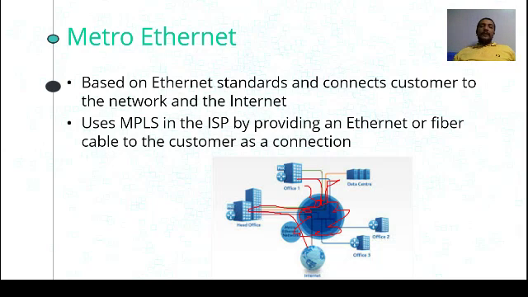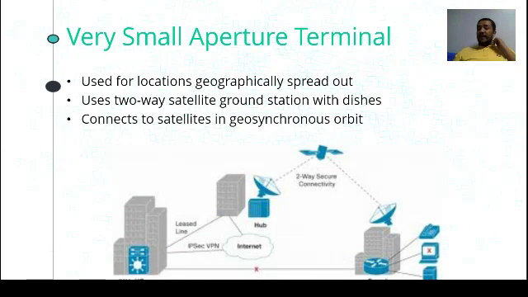Another technology that we have here is something called VSAT, or Very Small Aperture Terminal. So, used for locations geographically spread out. Uses two-way satellite ground station with dishes. Okay, connects two satellite in geosynchronous orbit.